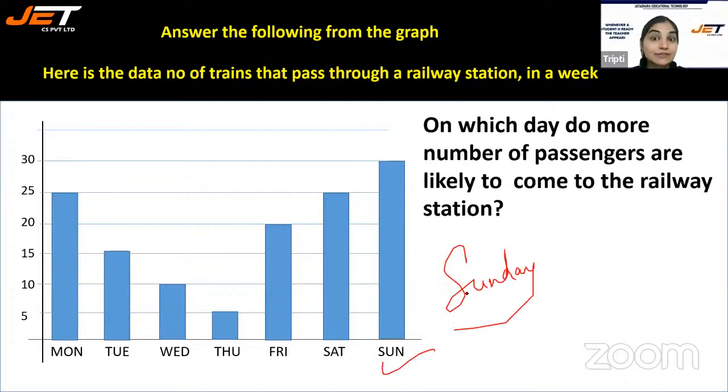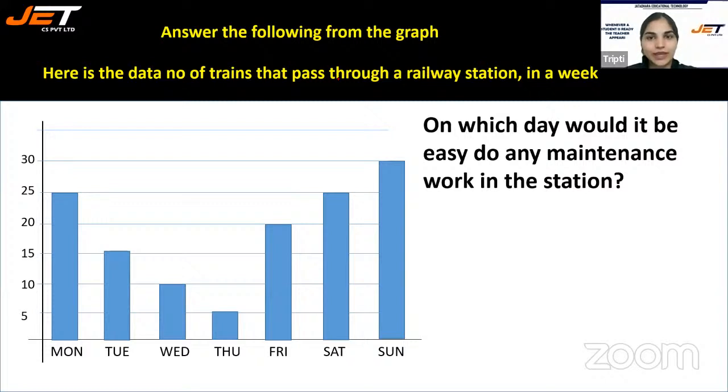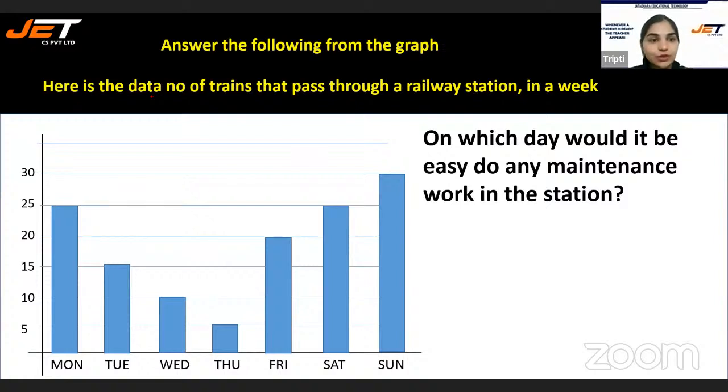The question is asked in a different way. Though the data is of the trains, here they have asked you about passengers, but the two are very closely related to each other. That's why. On which day would it be easy to do any kind of maintenance work on the station?